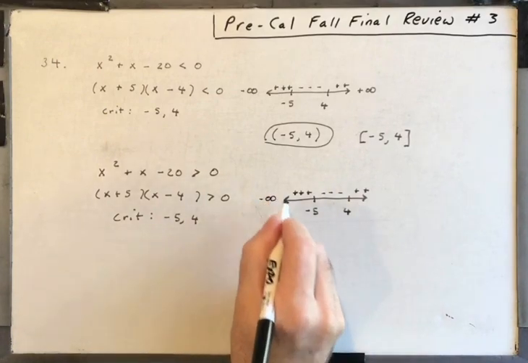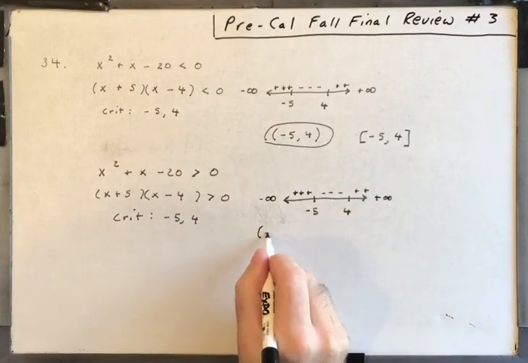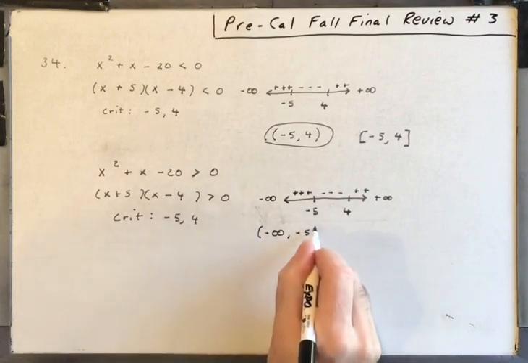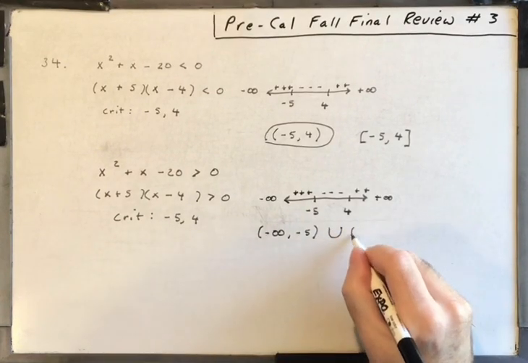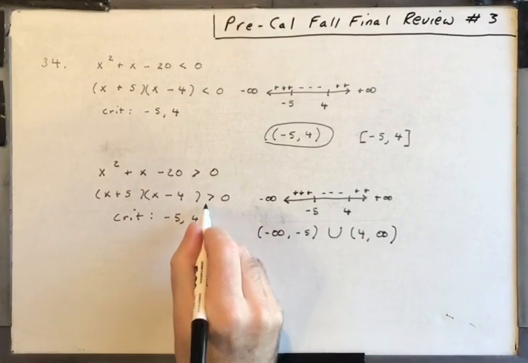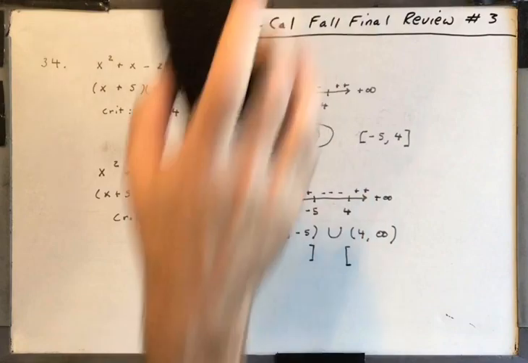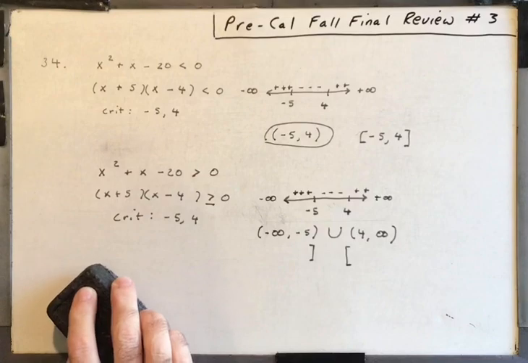All right, so this is negative infinity, positive infinity. You can't bracket infinity, so that's always a parenthesis. And since it's greater than, it would be negative infinity to negative 5, and then we have a union, and then 4 to positive infinity. If it were greater than or equal to, then we would be putting brackets next to the negative 5 and the 4. All right, so just reminding you how to do an inequality like number 34, and we did it a couple different ways. I'm going to erase this.